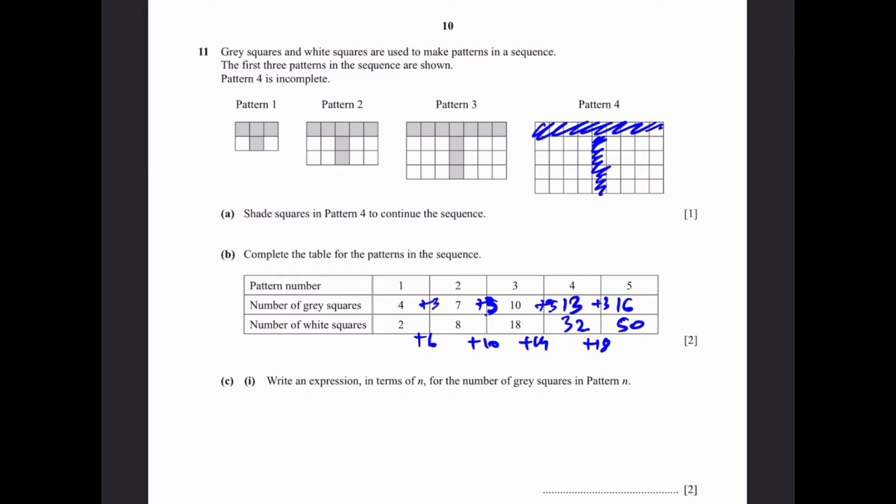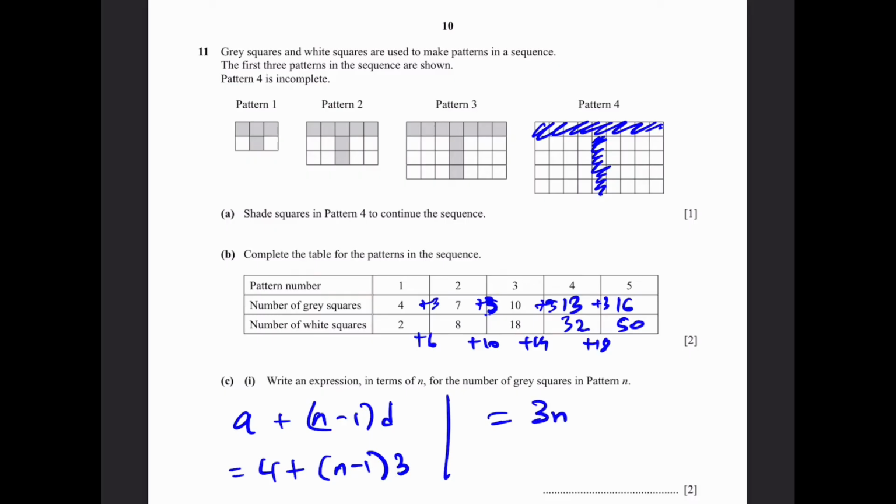Now for part C1, find an expression in terms of n for the number of gray squares in pattern n. So we can see that the first difference is the same, and for the first difference being the same, the nth term is going to be a plus n minus 1 times the difference, or d, where a is the first term. So that'll be 4 plus n minus 1 times the difference, which is 3. So that'll simply be 3n plus 1.